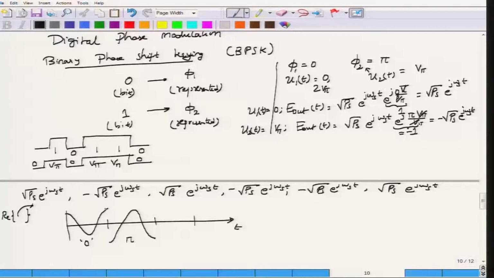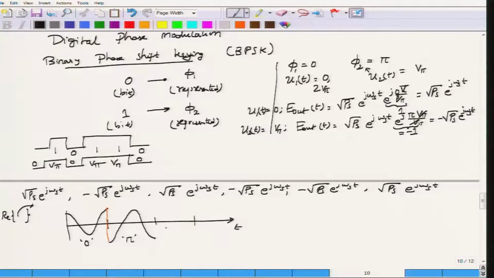Now, what happens at this particular junction where the phase is going from 0 to pi? There is a discontinuity in this phase. Also, I have changed the amplitudes, but they have to be of the same amplitude. You can forgive that amplitude part. So, what is happening is, as the phase changes from 0 to pi, there is a discontinuity at the boundary.